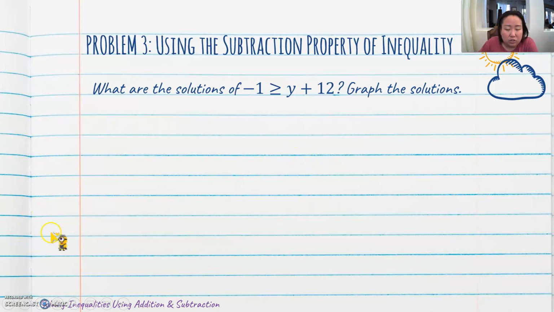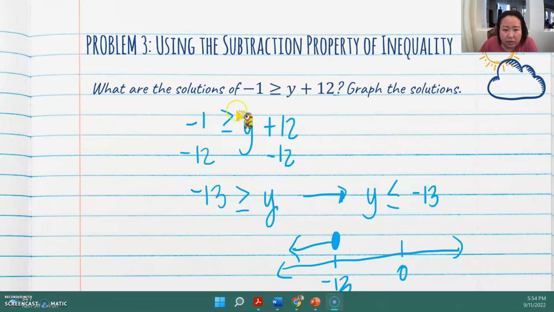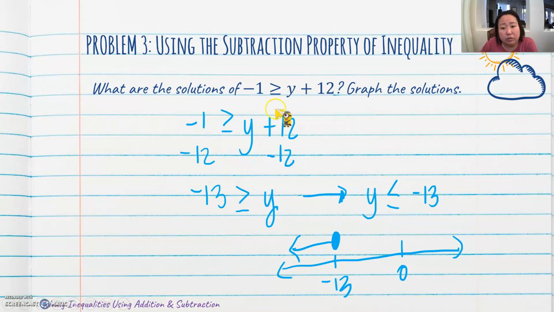So try this one on your own. Go ahead. With the inequality negative 1 is greater than or equal to y plus 12, our goal is to isolate y, and so we subtract 12 on both sides. We will have negative 13 is greater than or equal to y.